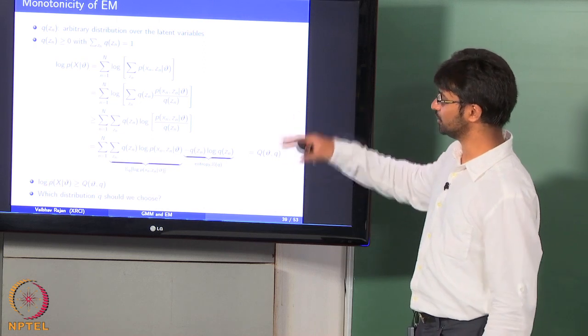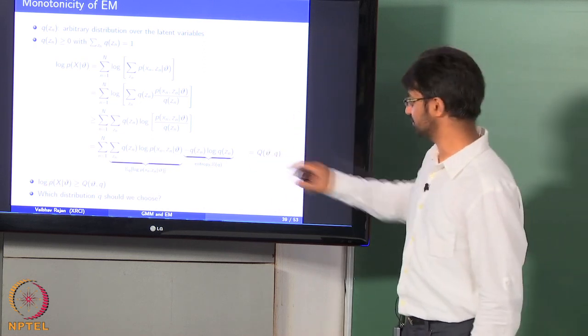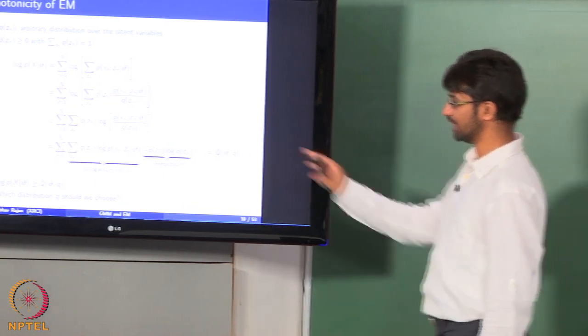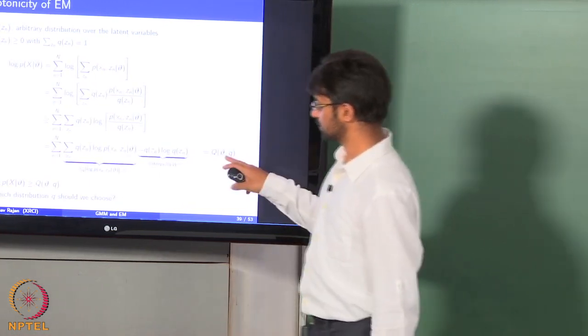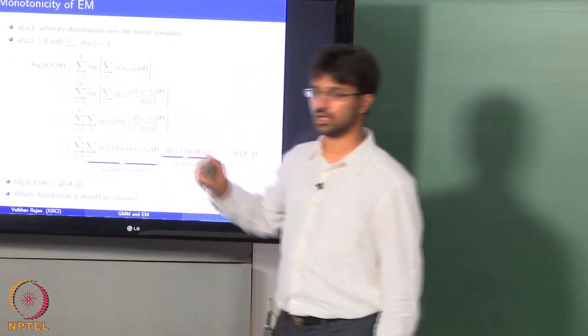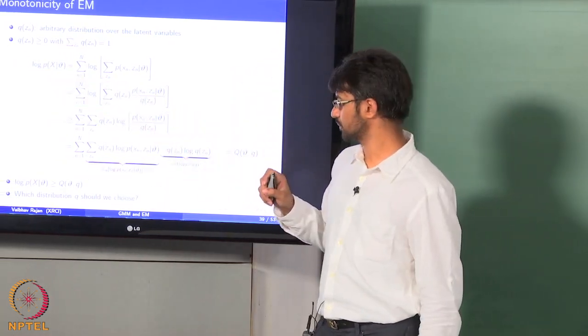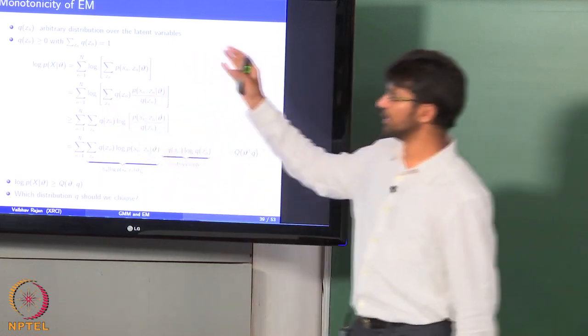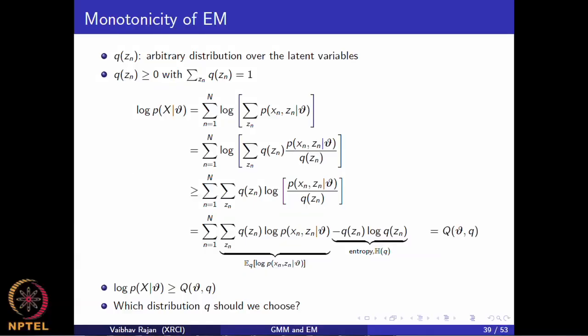Although it will be the same q eventually, I have used a different q here, because right now we do not know that it is the same q. Okay. So what have we got? We have got a lower bound on the log likelihood, and we have proved this for any arbitrary distribution. We have not said that it is the distribution of the latent variables under the guesses of the parameters that we had. We did not say anything about that. So now the question is, which distribution q should we choose? Any guesses?